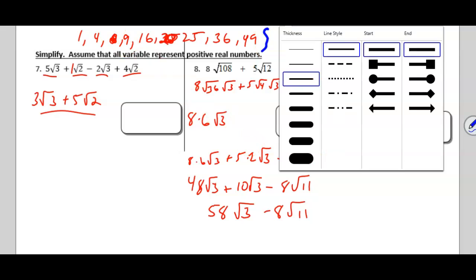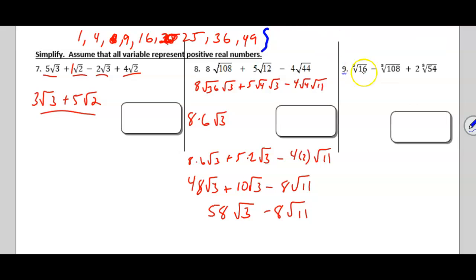Now for this next one here, it's cube roots. Alright, so perfect cubes: 1 times 1 times 1 is 1. 2 times 2 times 2 is 8. 3 times 3 is 9, 9 times 3 is 27.